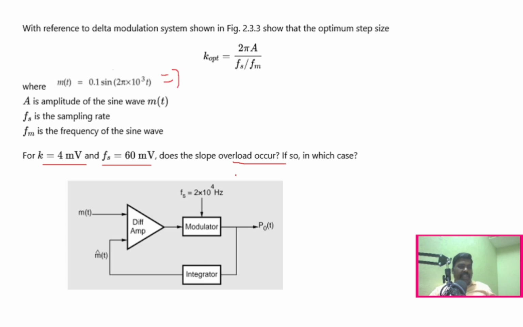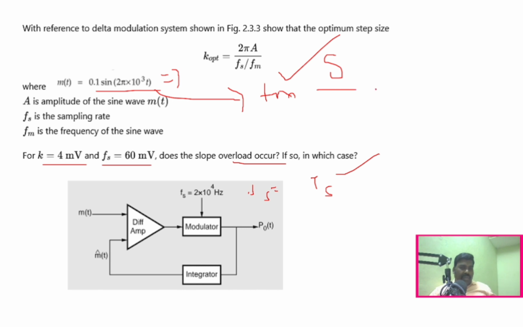Now from this input signal, you can directly obtain Fs. Fs is equal to this one. Once Fs is obtained, we can obtain Ts, and from this we can obtain fm. Now you know the fm value and the Ts value, and you need to find out the del value. They have given us k is equal to 4 mV, and with that we can find out the amplitude.